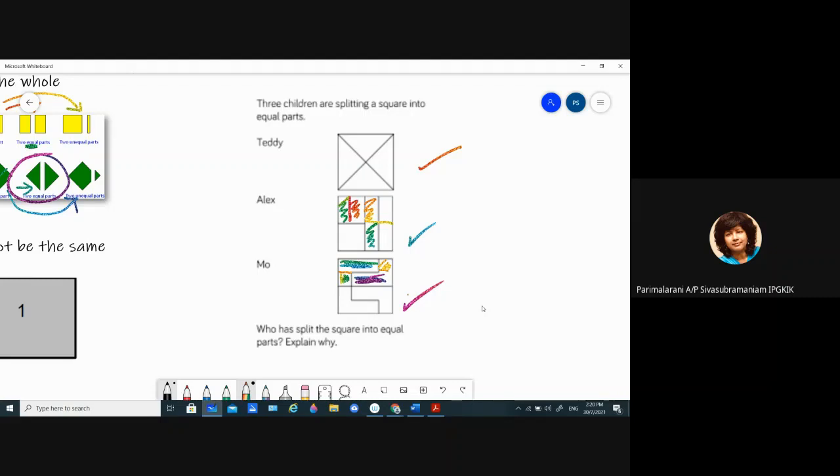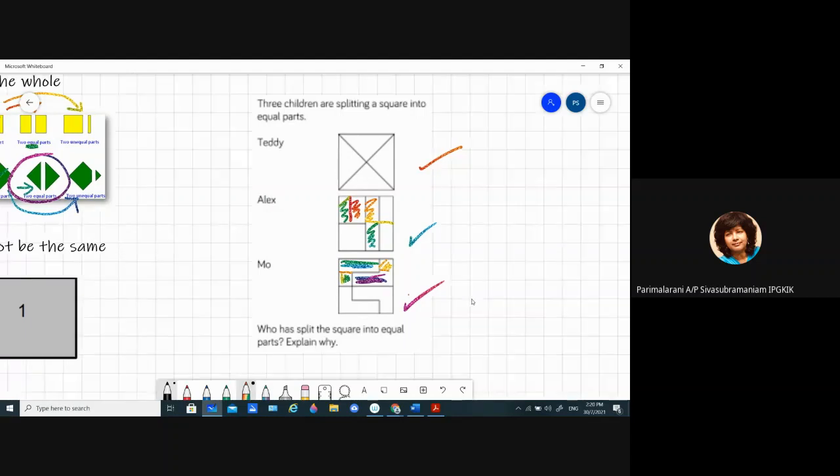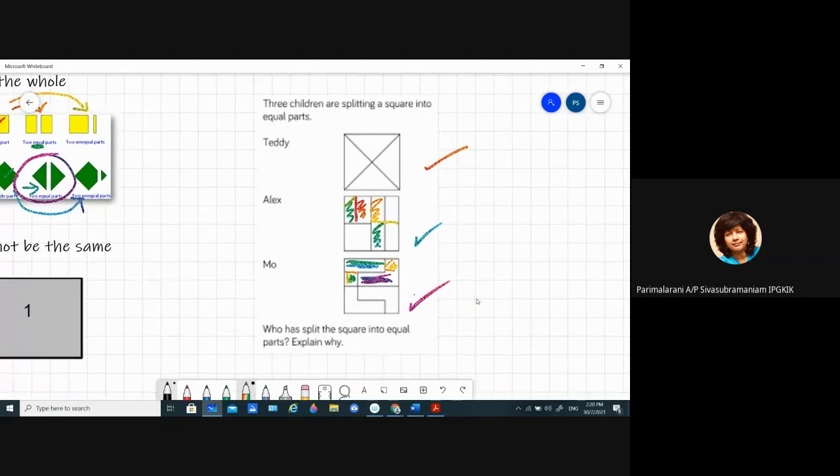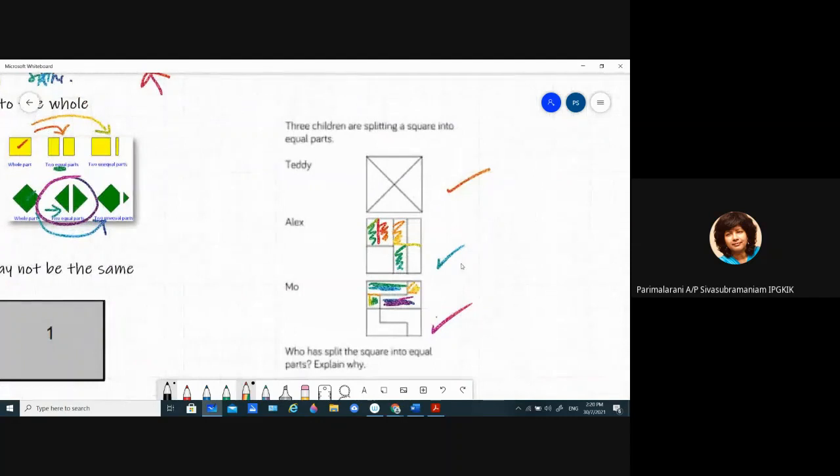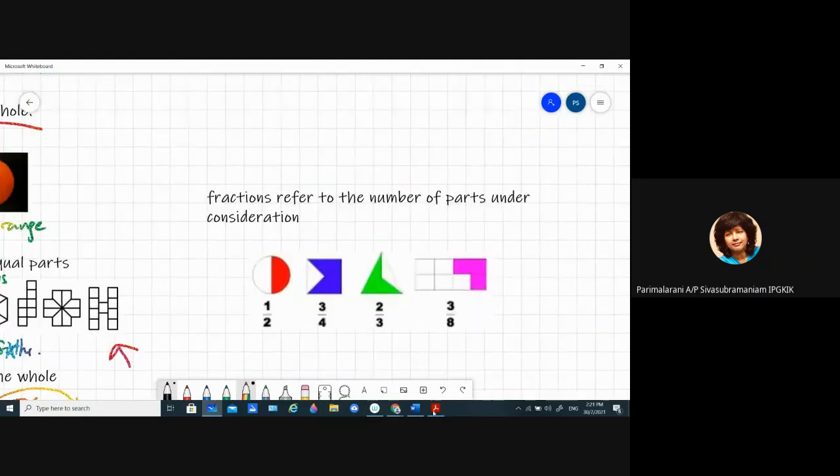They are all 1/4, correct? They are all 1/4 of the big square. So they have just split it in different ways, okay? As long as the area, the size, is the same, then the parts are the same. So activities like this will help the children understand what are equal parts and what are unequal parts.